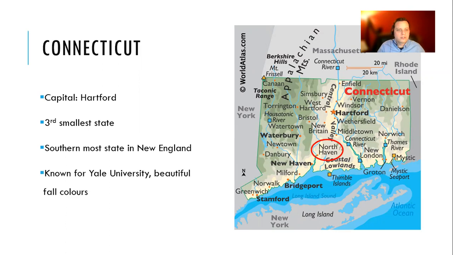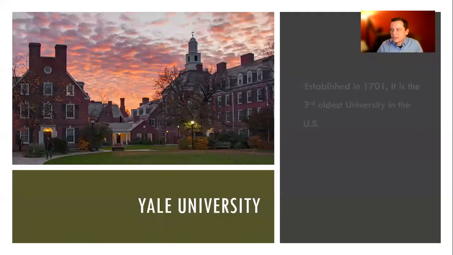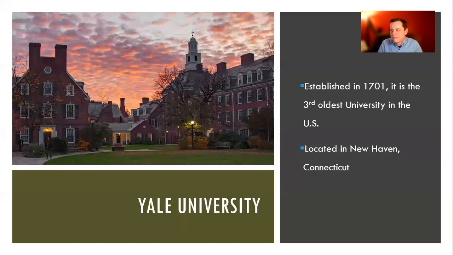And Connecticut is known to have Yale University, which is also a very prestigious university. You have Harvard in Cambridge, Massachusetts, and then you have Yale in Connecticut. And just like the rest of New England, the state of Connecticut is quite well known for the fall colors, the autumn colors. So let's go over to our slide about Yale. This is the third oldest university in the United States and also quite prestigious, and it's located in New Haven, Connecticut.